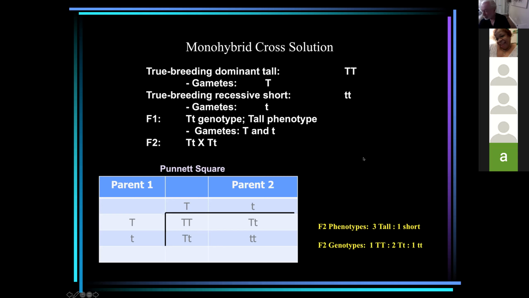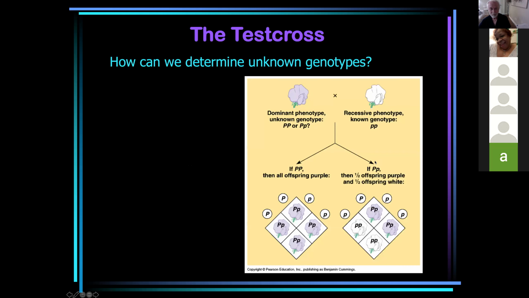And let's see, we're coming close to the end of our time. But you need to know what is a test cross and why you would do a test cross. How can we determine an unknown genotype? So the example here is you have a plant with a purple flower. Now you know that that plant must be either homozygous dominant or a heterozygote, but you don't know which. So you cross it to a white plant. And why white? Because you know the genotype of white has to be homozygous recessive, little p, little p.